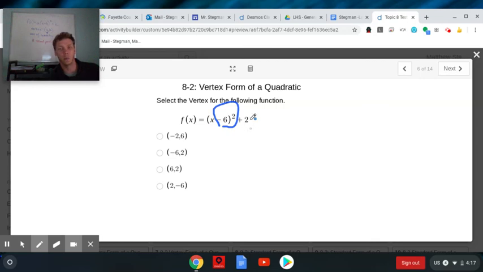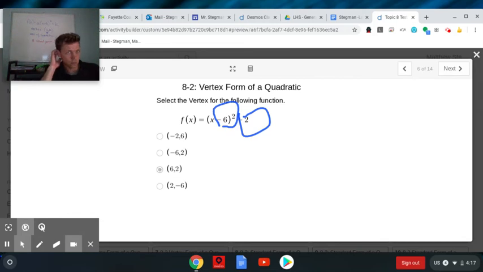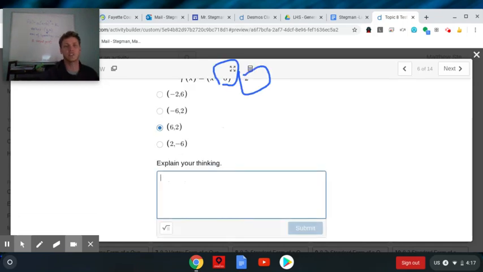But we want to double check just to make sure. This has a positive 2 as the y value. So my vertex is 6, 2. All right, so we select 6, 2.